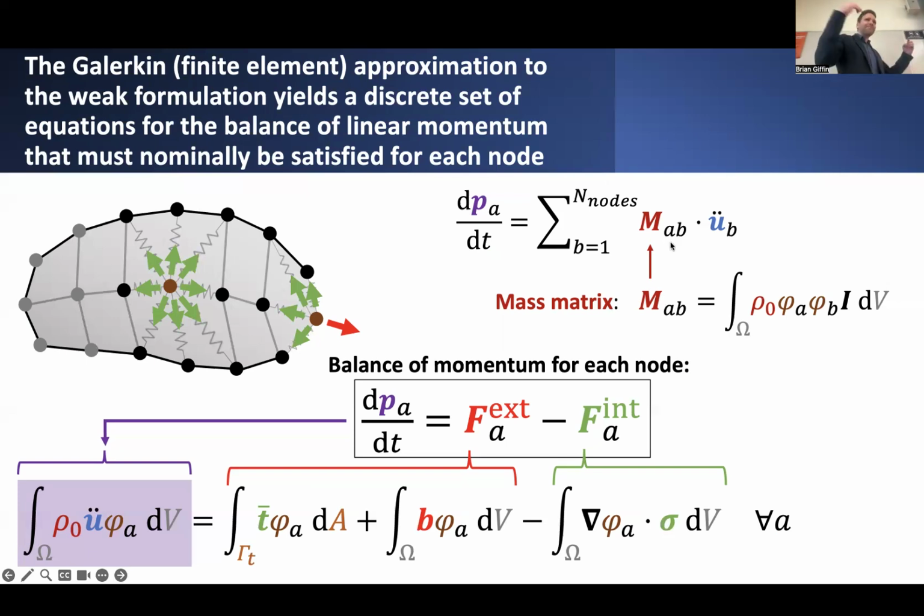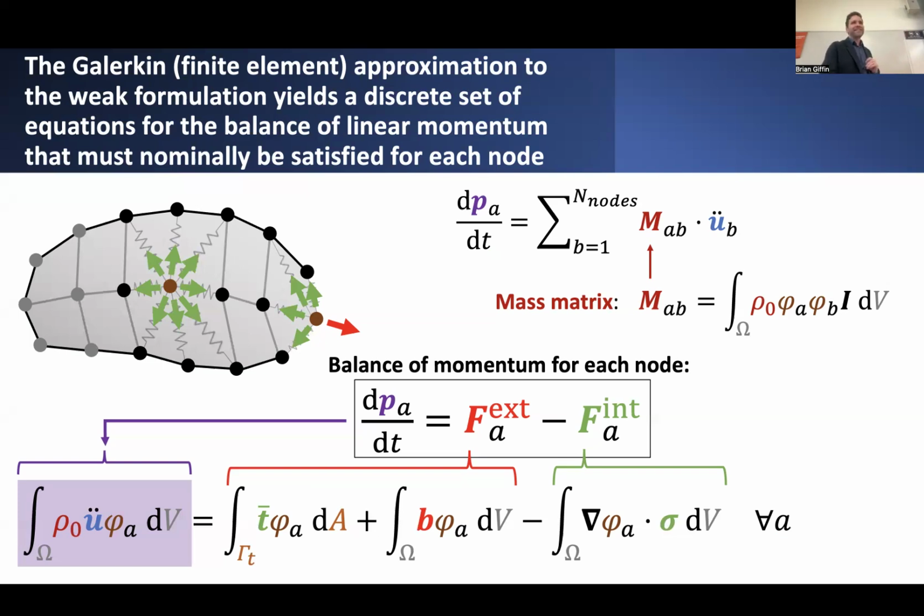And this mass matrix actually has a funny form. In the case of finite element methods, you can show that it takes on something that looks like this. It involves the integral over the whole domain, or individually over each element, which you can sum together and assemble.